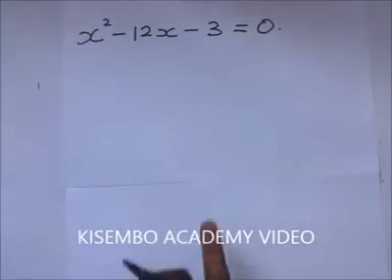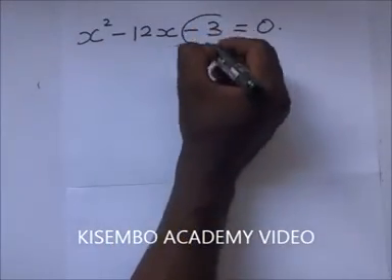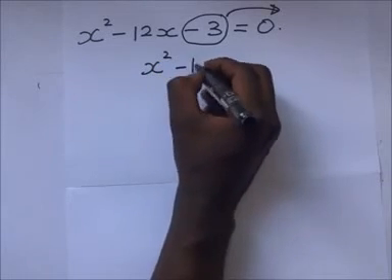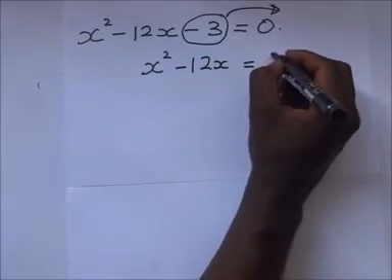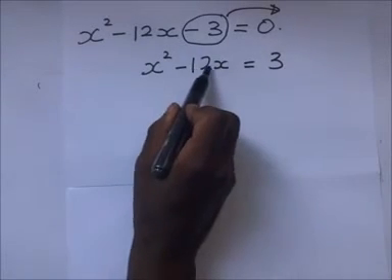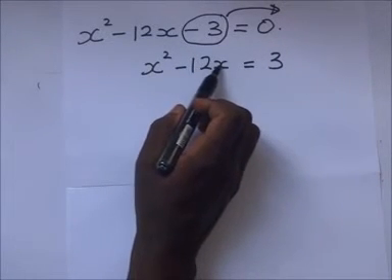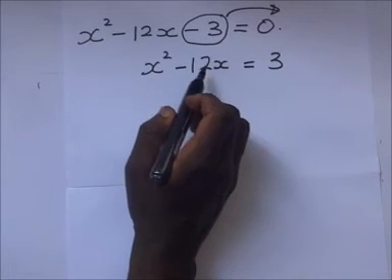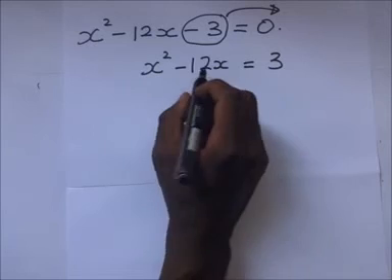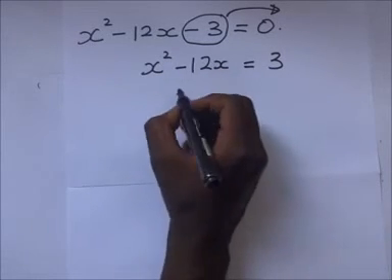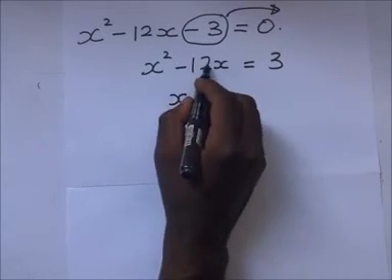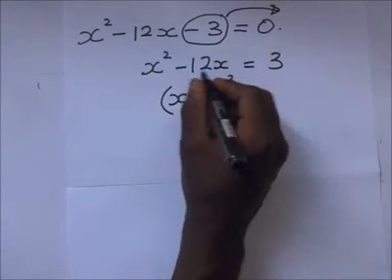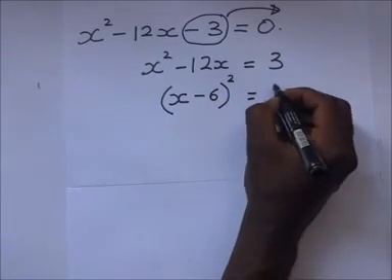As we solve this using completing squares, we are going to have to convert this to come to that side. So it's going to become x squared minus 12x is equal to 3. So you look at this number, the coefficient of x, which is negative 12. What is negative 12 divided by 2? Negative 12 divided by 2 is negative 6. So it means that the answer here will be x minus 6, and this squared is the perfect square from this. It's going to be equal to 3.